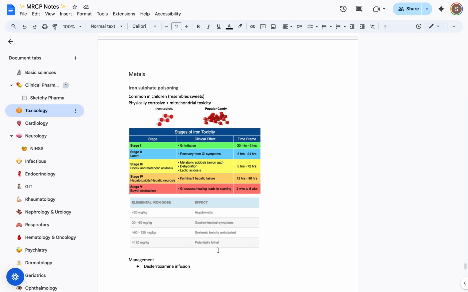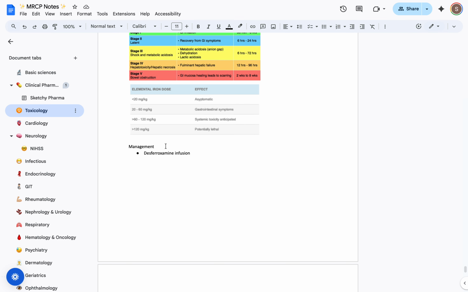For metals, iron sulfate is common in children because it resembles sweets, and it's a physically corrosive metal, and it also leads to mitochondrial toxicity. There are different stages. It will lead to GI irritation, and then there will be recovery, and then it will lead to a high anion gap metabolic acidosis, dehydration, and lactic acidosis, and then it will lead to hepatic toxicity or hepatic failure. And at the end, it may lead to scarring and bowel obstruction. You just give a desferrioxamine infusion.